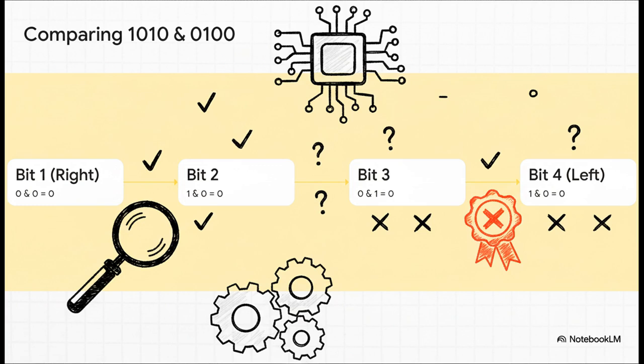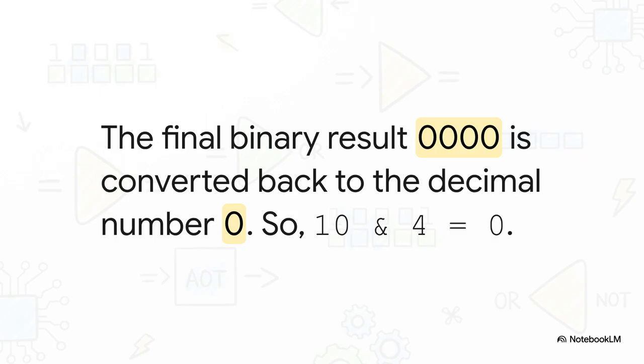So in the first column, 0 and 0 gives us 0. Second column, 1 and 0, nope, that's a 0. Third, 0 and 1, still 0. And finally, 1 and 0 is also 0. Not a single column met that strict criteria. And there you have it. The final binary result is just 0000, which when you convert it back to a decimal number is, well, just 0. And that's our answer. 10 & 4 equals 0.